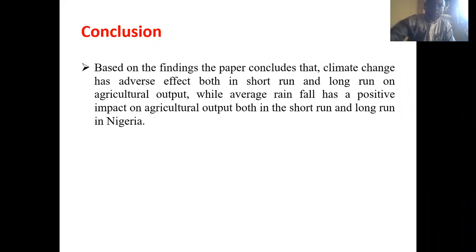Conclusion: based on the findings, the paper concludes that climate change has an adverse effect, both in the short and long run, on agricultural output. While average rainfall has a positive impact on agricultural output, both in the short run and the long run in Nigeria. Thank you very much.